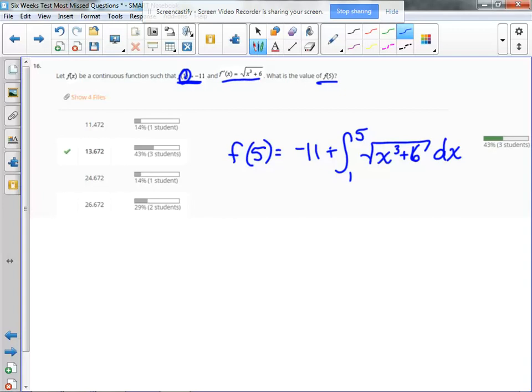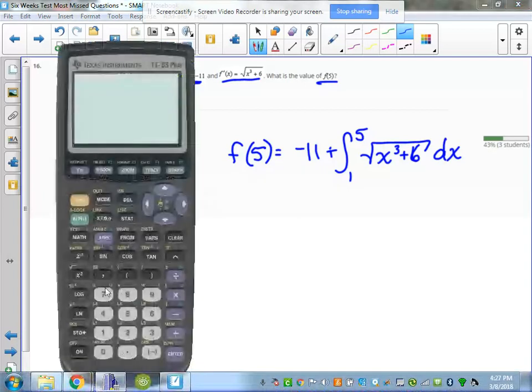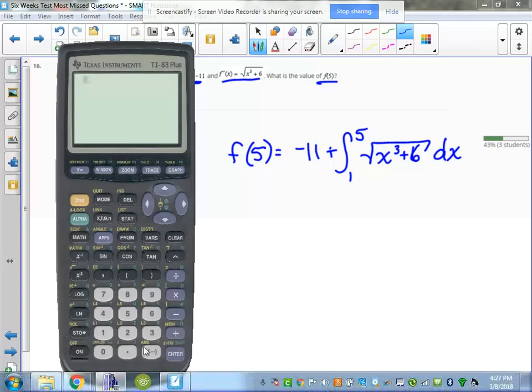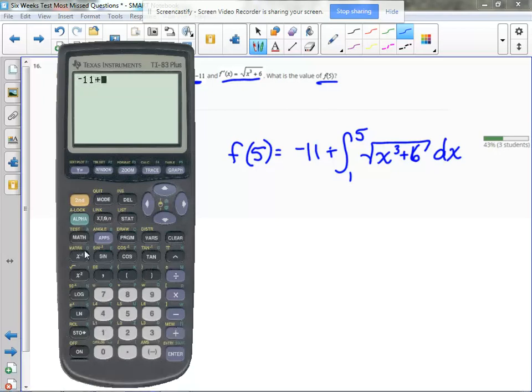I don't care if that function is as simple as just x. Yes, I know you can integrate that, x squared over 2, plug in your limits, subtract, but why do all that work, take all that time, and risk making an arithmetic mistake when your calculator will do this? Now, if you have an 89 that looks a little bit different than this one, but the 83, guess what? It'll do it. So I'm going to type it in, negative 11 plus math.